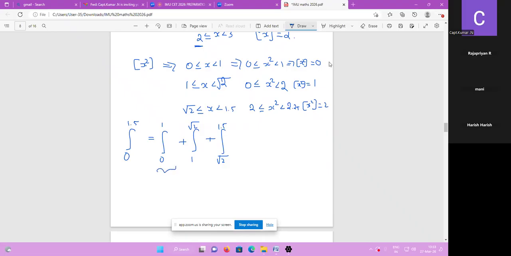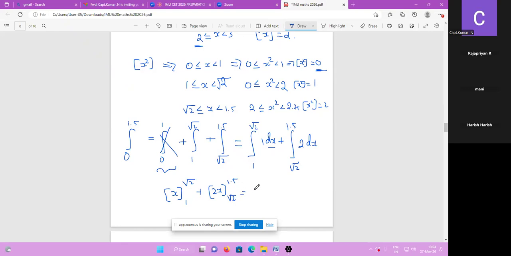So here the function value is 0, so we will cancel this. Now this becomes 1 to root 2, value will be 1 dx, plus root 2 to 1.5, your function will be 2 dx. Now integral of dx will be x. So x with upper limit root 2, lower limit 1, plus 2x with upper limit 1.5, lower limit root 2.